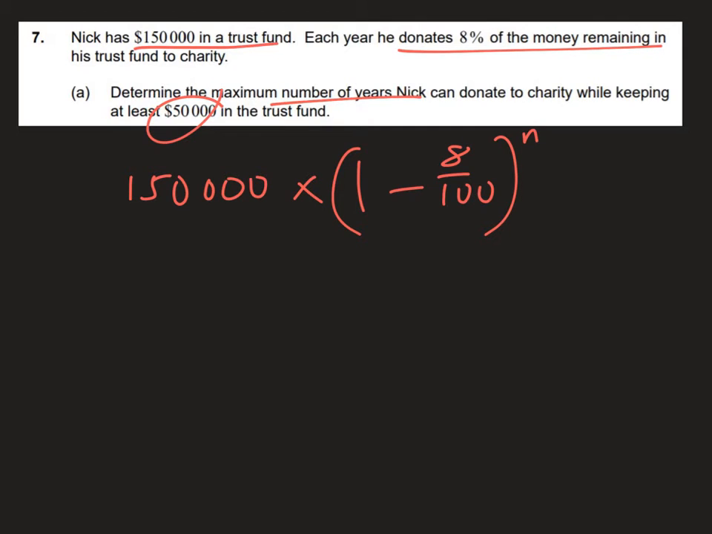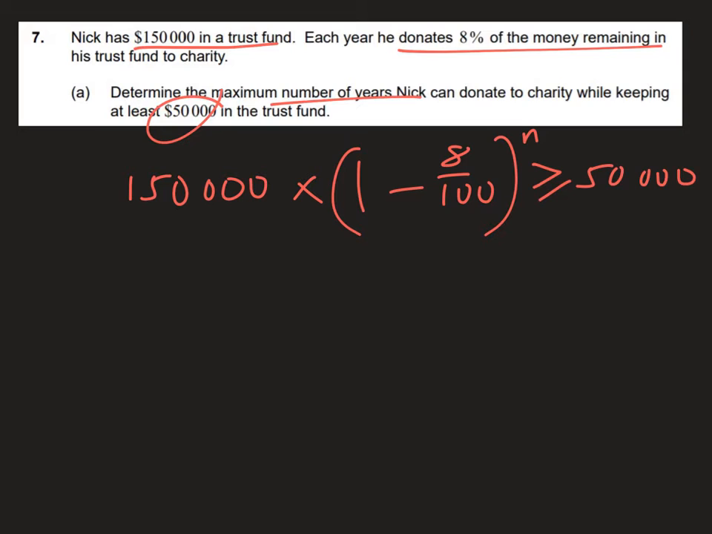And we're asked to find the maximum number of years that he can donate to charity while keeping at least 50,000 in the trust. So we want this to be greater than or equal to 50,000. So in effect, what we're going to have to do here is solve for n. There are two ways that you could solve this equation as it stands.